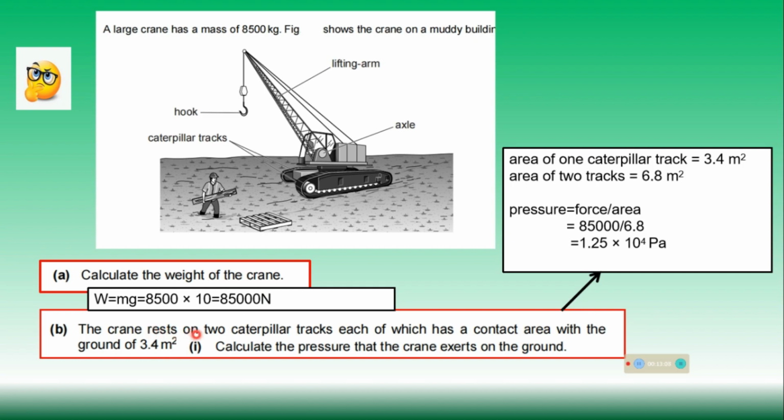The crane rests on two caterpillar tracks, each of which has a contact area with the ground of 3.4 meter square. Calculate the pressure that the crane exerts on the ground. The area of one caterpillar track is 3.4 meter square. The area of two will be 6.8 meter square. Pressure is equal to force divided by area. It is 1.25 times 10 to the power 4 Pascal.